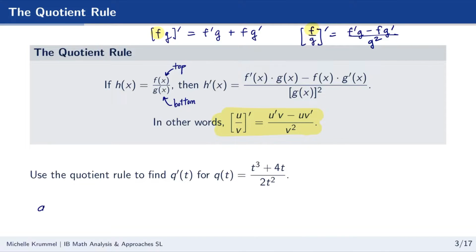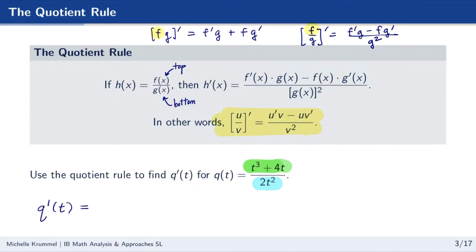So I would say q prime of t, because I'm taking the derivative of q of t, so that would be proper notation, q prime of t. Or I could also say dq over dt if I wanted to use Leibniz notation, but we'll stick with q prime of t here. We start by taking the derivative of the top, so the numerator. I'm going to color code this: numerator in green and denominator in blue.